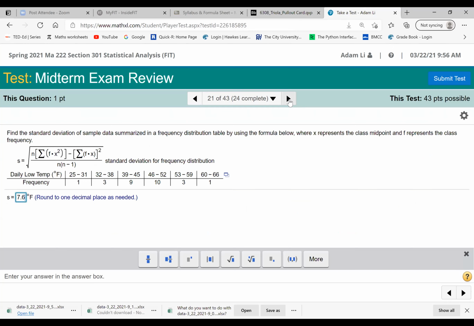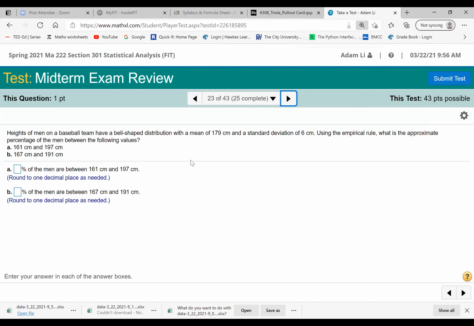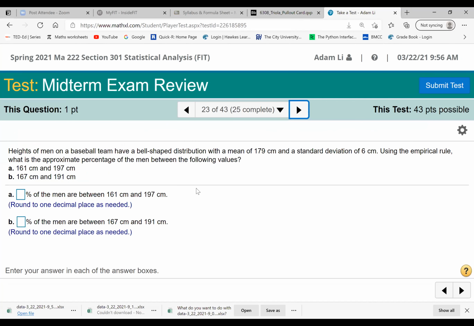Go. Question 21, we're halfway through. Okay. Question 22, 23: heights of men on a baseball team have a bell-shaped distribution, meaning it follows a normal distribution, with the mean 179 and a standard deviation of 6 centimeters.